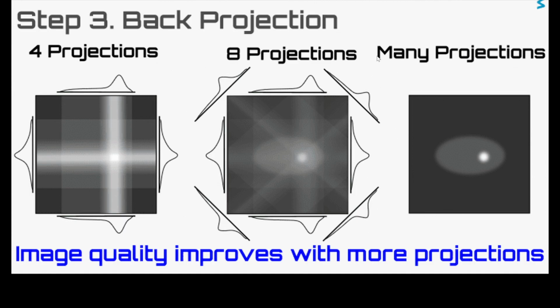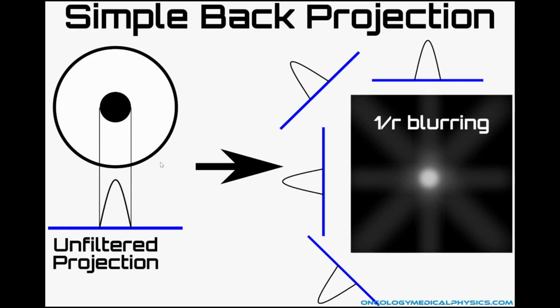So after 8 projections, this is from 0 degrees, 45 and 90, we start to see an image forming, and then after many projections we get this result here. As you can see, it is blurry, but at least we can see the image. So again, as from the previous slide, we have this simple back projection. This is our object being examined in the middle of the picture, and this is a response from the detector. And if we back project across those, we get an image in the middle, but it is blurred.